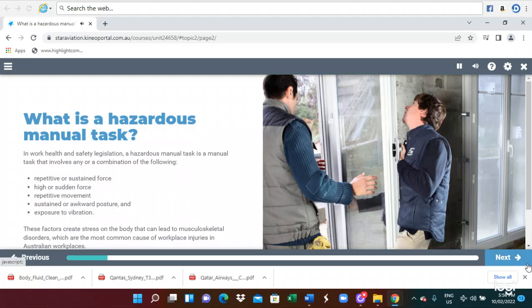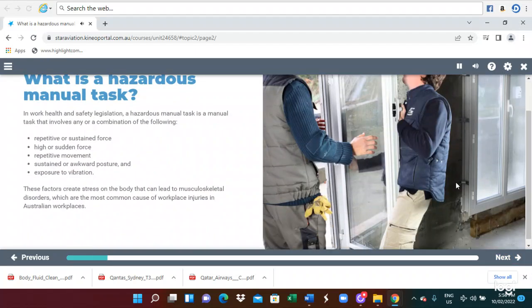A hazardous manual task is a manual task that involves any or a combination of the following: repetitive or sustained force, high or sudden force, repetitive movement, sustained or awkward posture, and exposure to vibration. These factors create stress on the body that can lead to musculoskeletal disorders, which are the most common cause of workplace injuries in Australian workplaces.